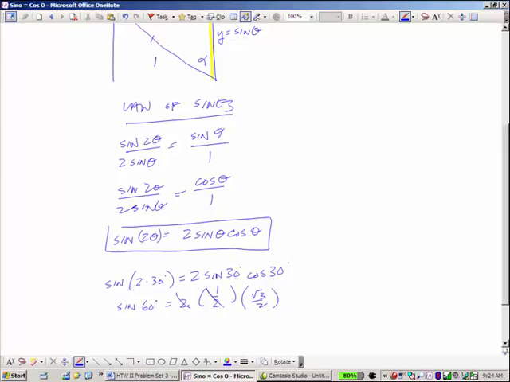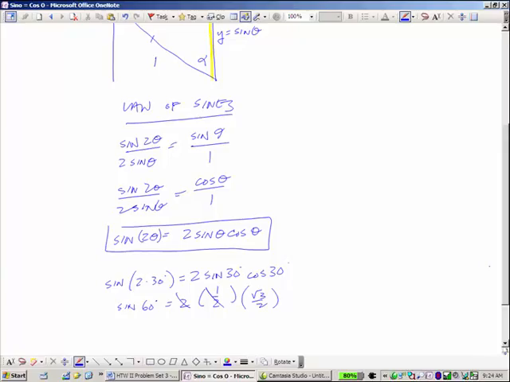So if you ever want to find the sine of double an angle, it's just equal to 2 times sine of the angle cosine of the angle. And we're going to use this when we're proving our trig identities. So that's one important result. Is that all right?